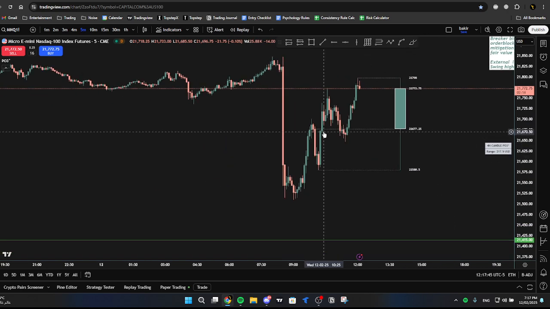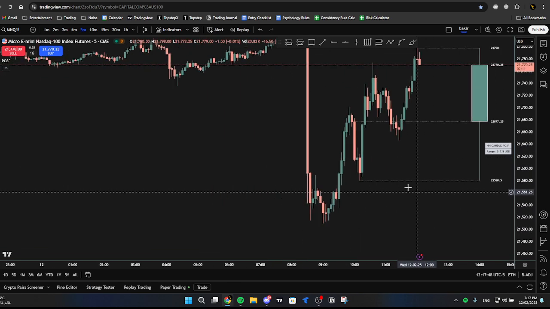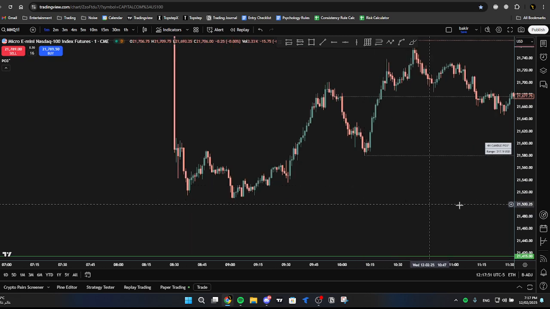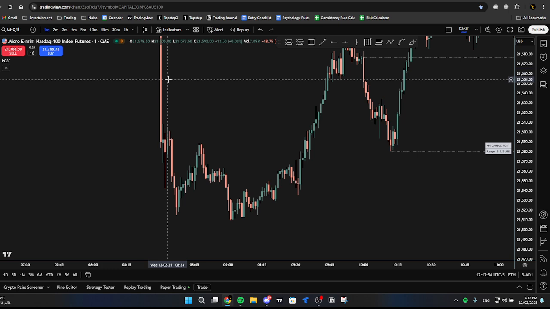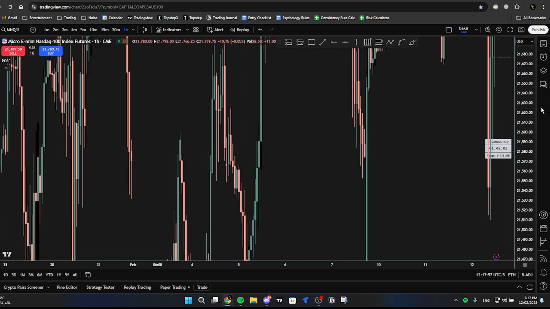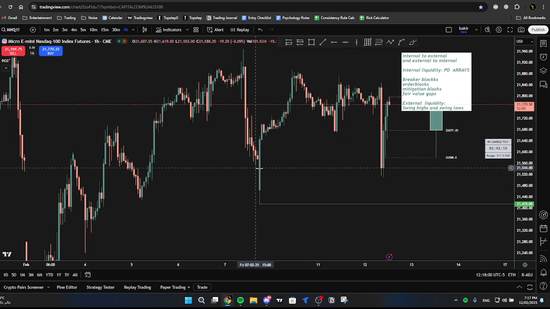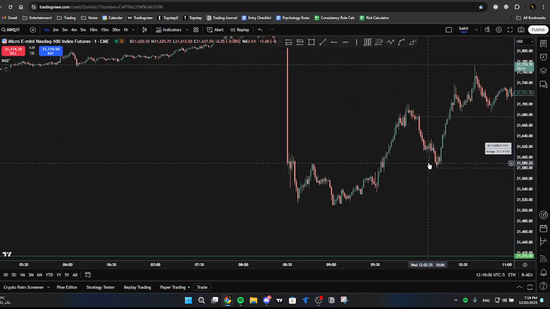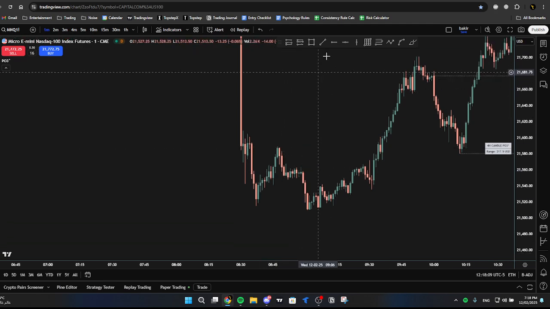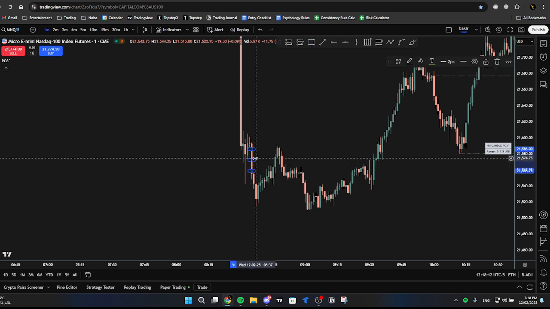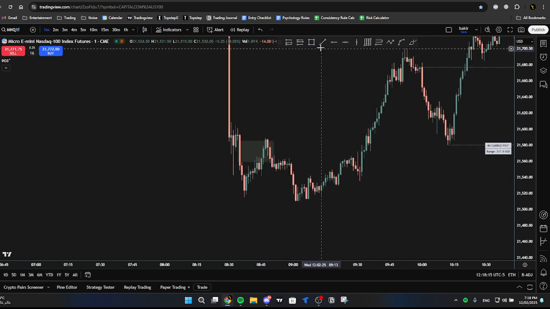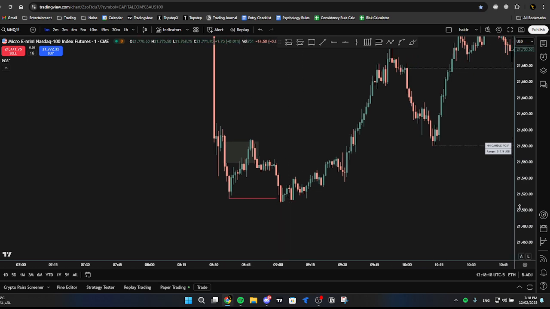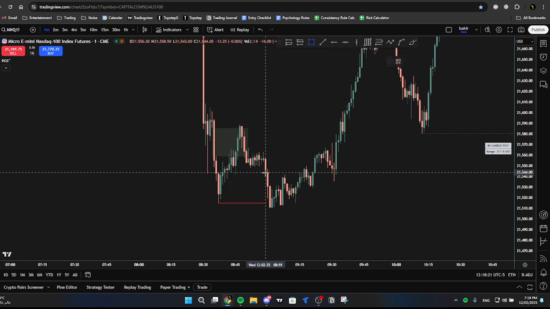So, for example, here, let's scale down a little bit. We made this move down to take this liquidity to also tap into this void that happened on Sunday. So now we tapped external. And what do we do after external? We tap into internal, which is this 1 minute fair value gap. And then what do we do after? We target external, which is this swing high. What do we do after internal liquidity? And then target external, which is this swing low, or this swing low.